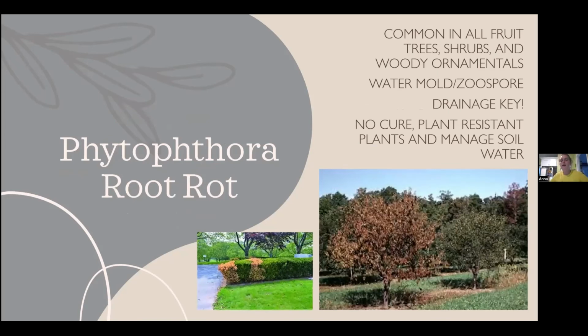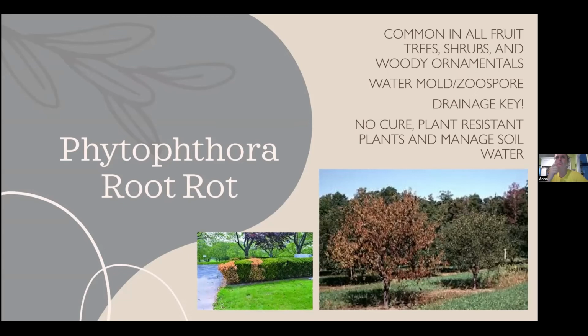Phytophthora root rot. Seeing this a lot this time of year as it's wet. We have very wet soil right now. Typically impacts a lot of fruit trees, shrubs, woody ornamentals. It's a water mold that kind of moves through the soil as it's wet. Good drainage is key to preventing this from establishing. There is no cure. You can plant resistant plants and manage the soil water. So if you've got Phytophthora killing your azaleas or your citrus trees, improve the drainage in that area before you plant back into it, and maybe don't plant the same thing we had there before.